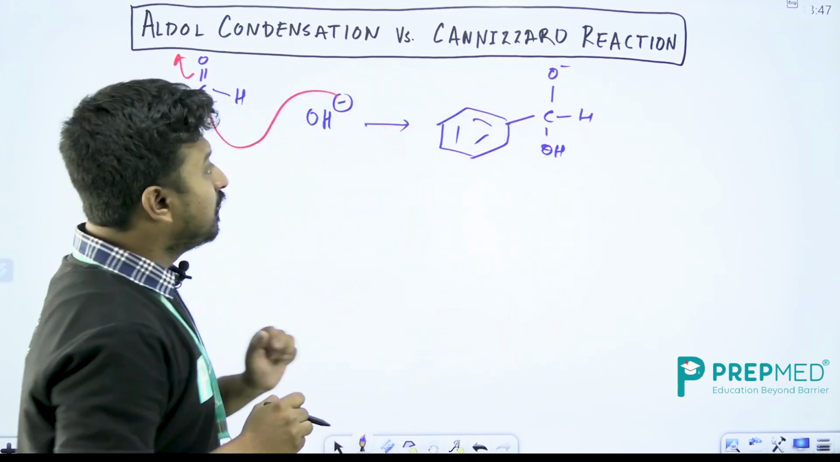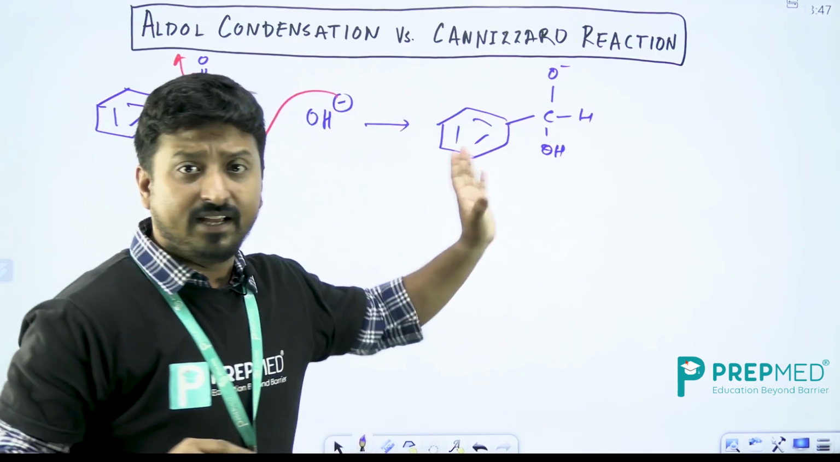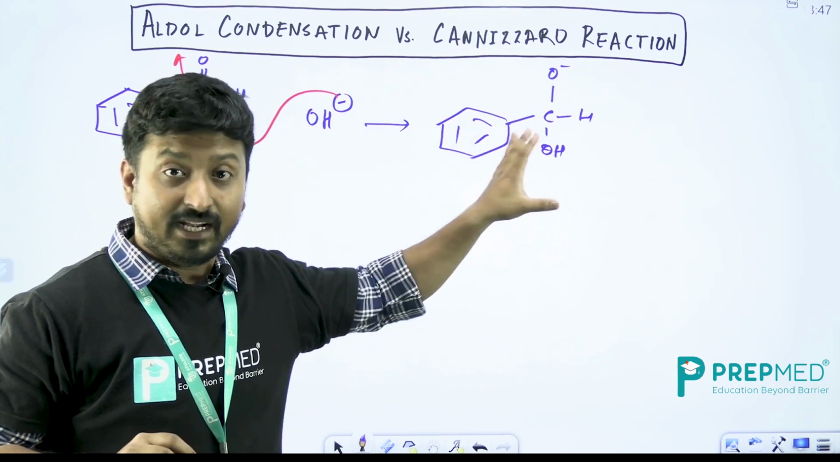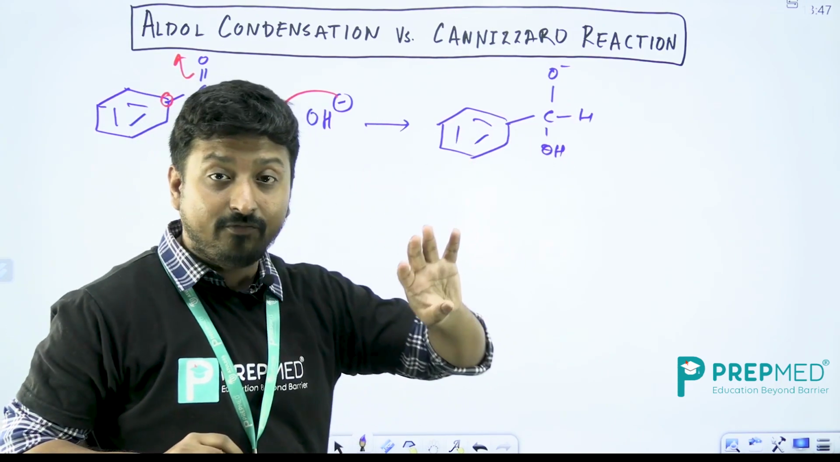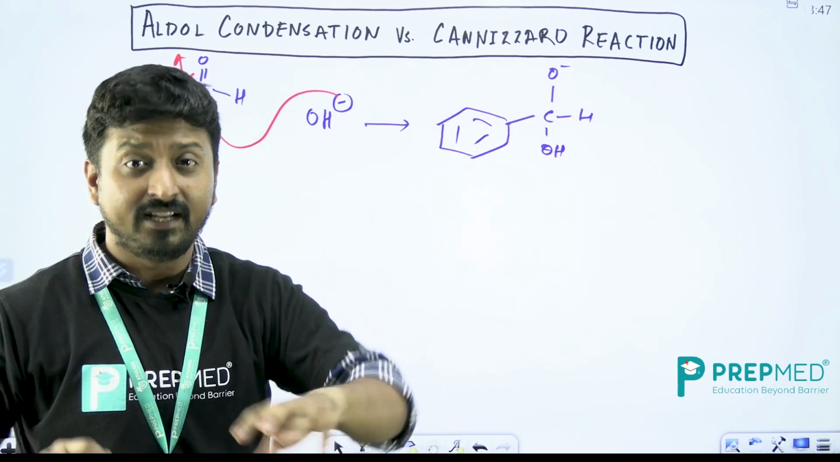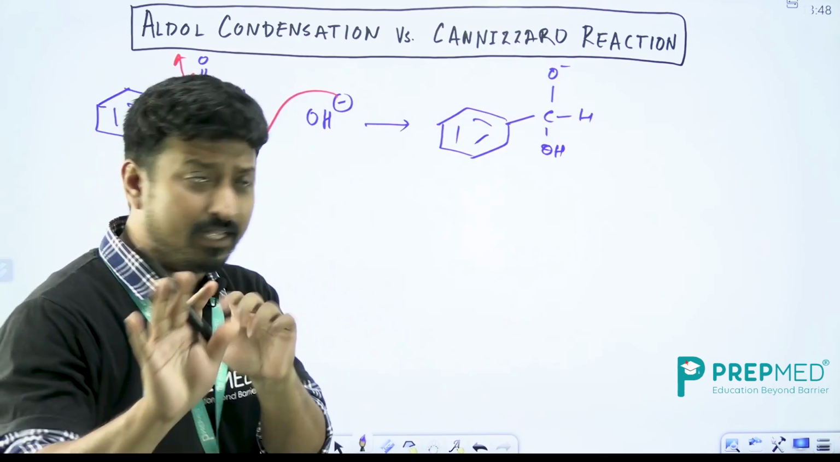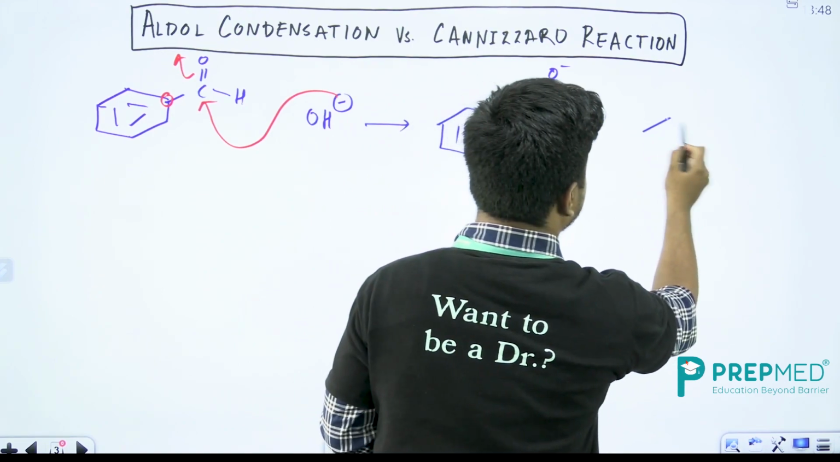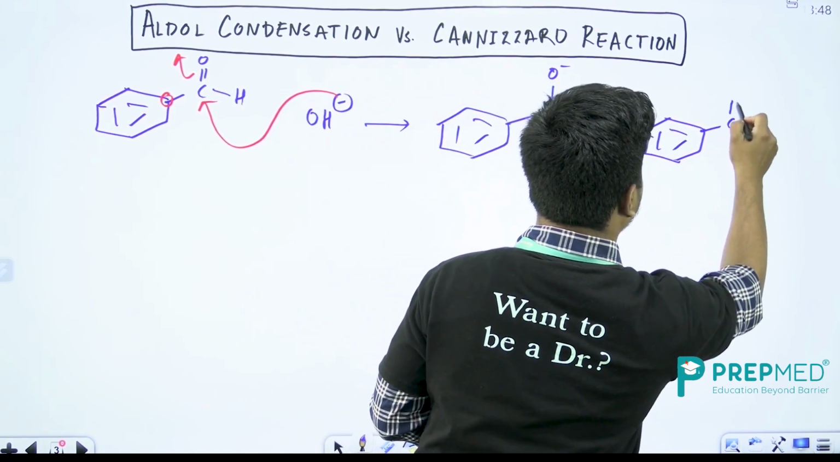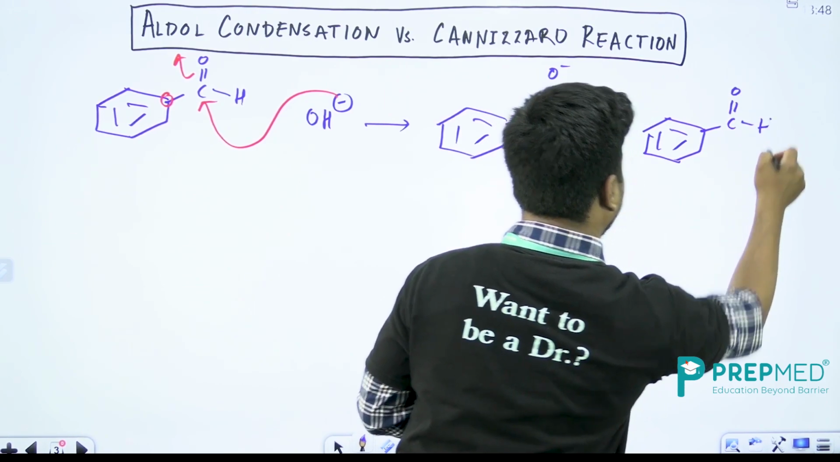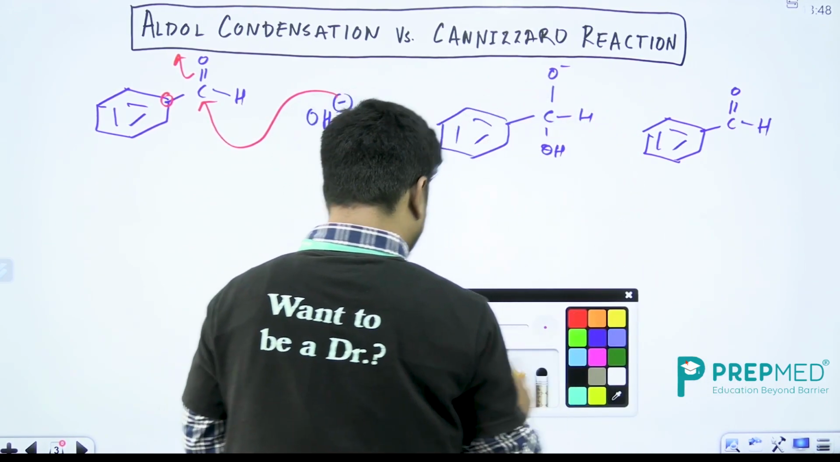Like this. Now see, this tetrahedral reaction intermediate is a very reactive species. What will it do? Now this one will react with another species of benzaldehyde, but in a slightly different way. Let's first draw that other species. Like this. Okay. Now what will happen here?